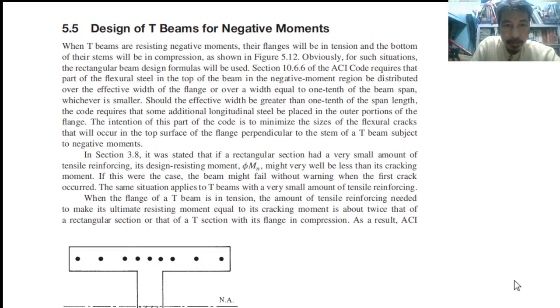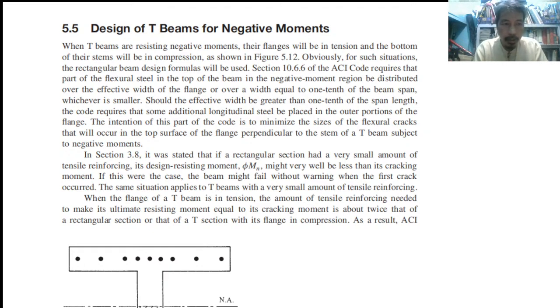Okay, if you have that, therefore, obviously, in such situations the rectangular beam design formulas will be used. But the diagram is upside down because the moment is negative, therefore the diagram is upside down.